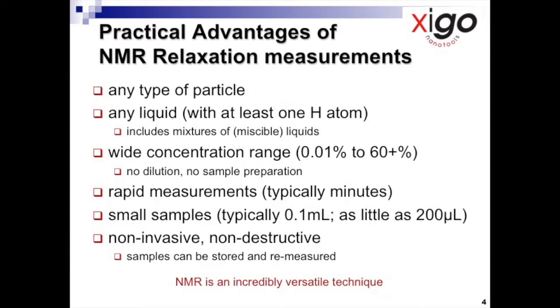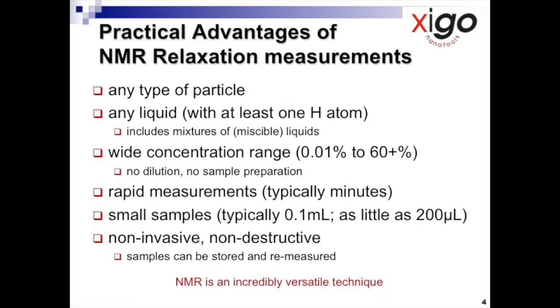Third, the solids concentration can be very high indeed. The limit is simply dictated by whether you can get the sample into an NMR tube. No dilution is necessary. Samples can be measured as they are prepared or used, and this is an industrially important benefit. The overall measurement time can be very fast.